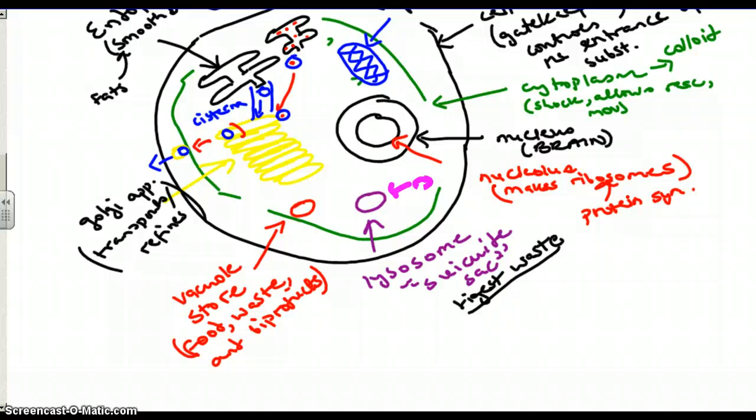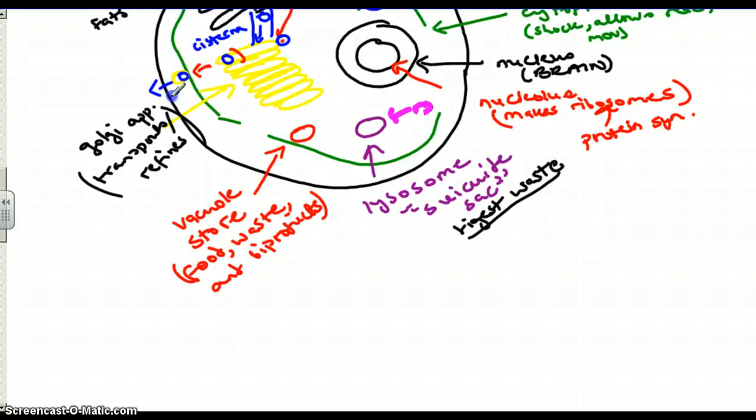So that was the last part. Now we go on to plant cells. Now plant cells are very similar to animal cells. So plant cells, they contain all the parts that animal cells have, but they have a few more.